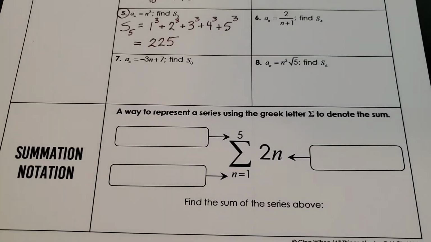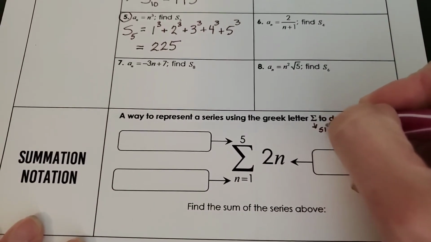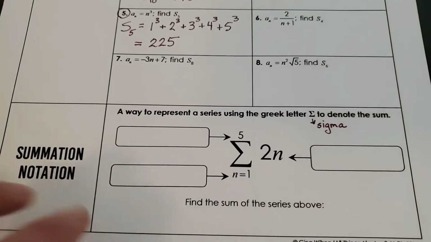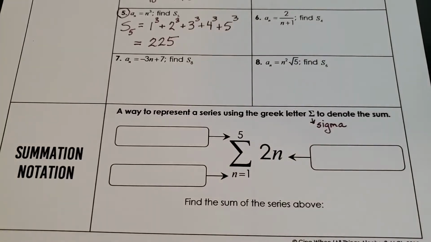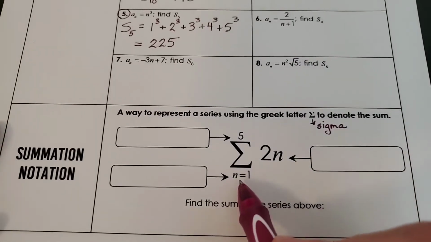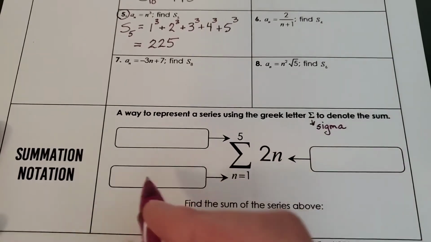So we can use it to represent a series. Remember, a series is just adding the terms of a sequence. We use the Greek letter sigma. That's what this is. It is a capital sigma, and sigma for sum. And so this notation tells us to add the first 5 terms. Look, it says, hey, start with term 1. Remember, n is our term number. And so I'm starting here.